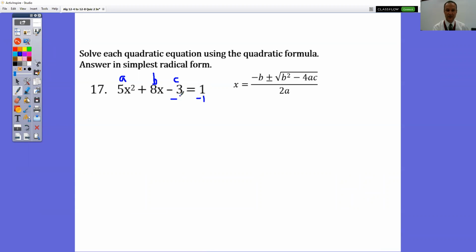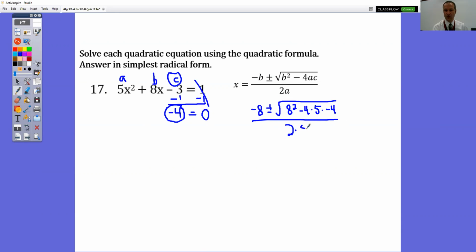So the first thing that you need to do here is minus 1 and minus 1 because we need it set equal to 0. All right, so our c value here is really a minus 4 or negative 4. So be very, very careful there. When we go to plug it into the formula, we have negative b, so negative 8 plus or minus the square root of b squared, so 8 squared, minus 4 times a times c. Make sure that you use that correct c value of negative 4, all over 2 times a, 2 times 5.